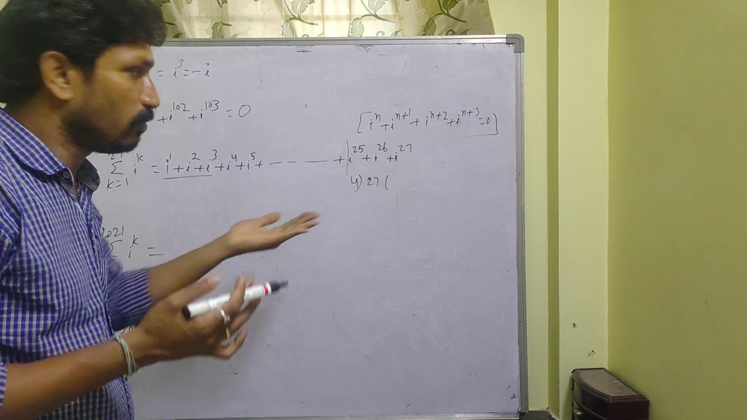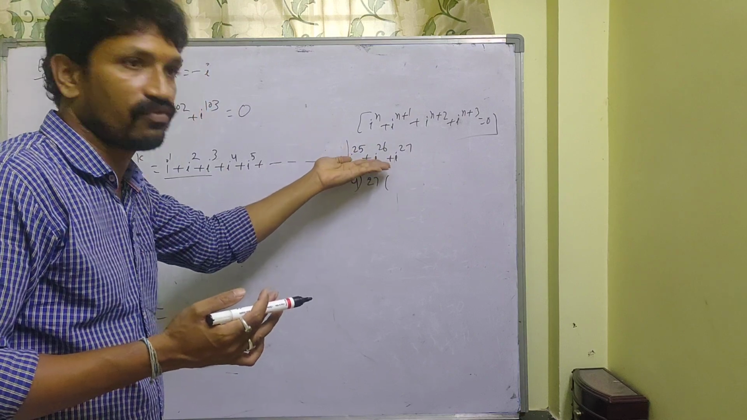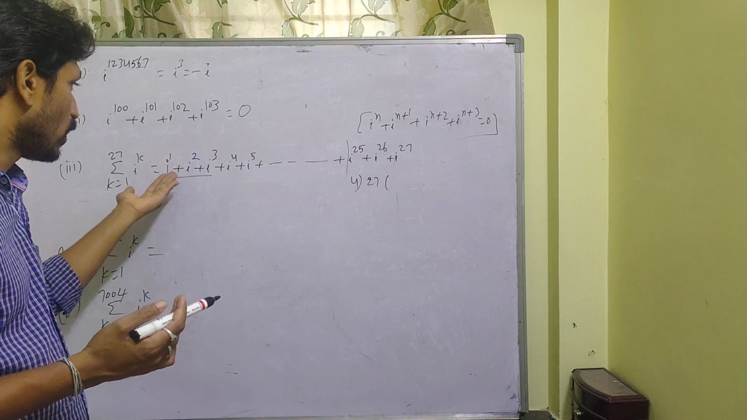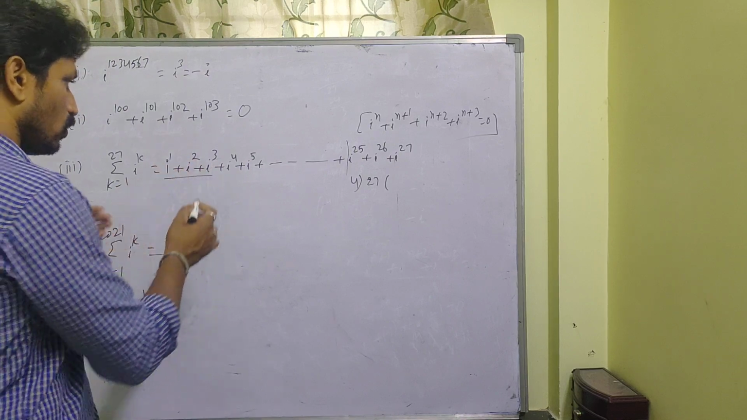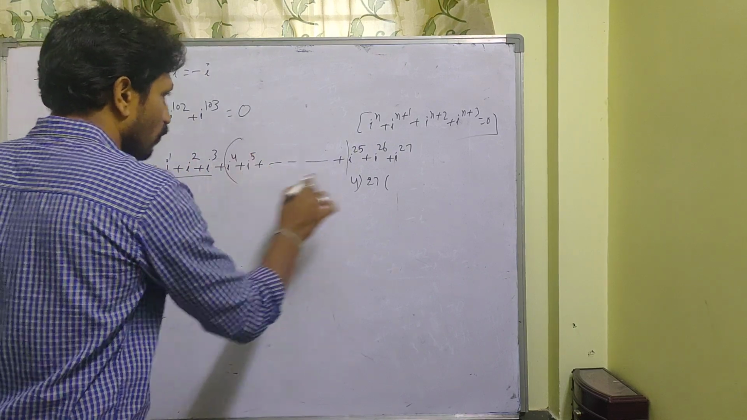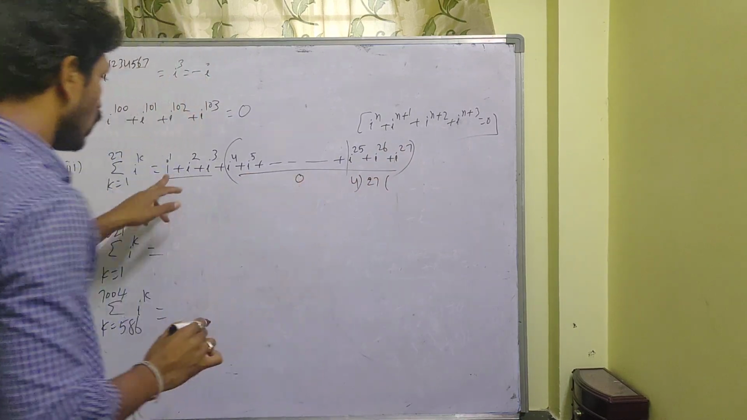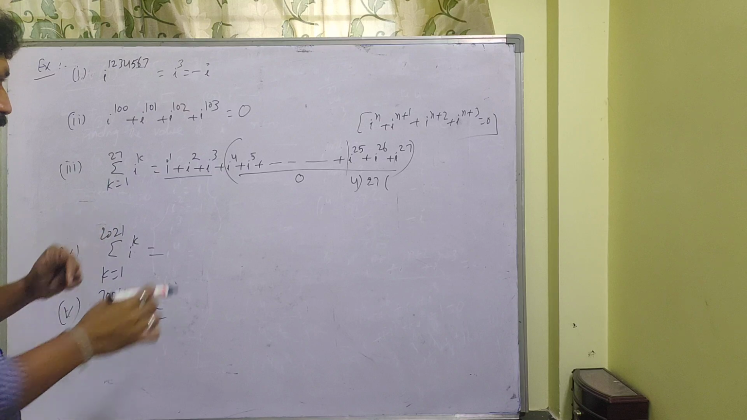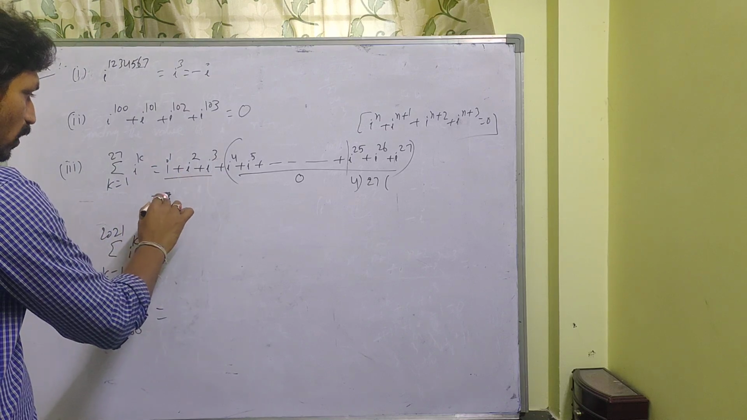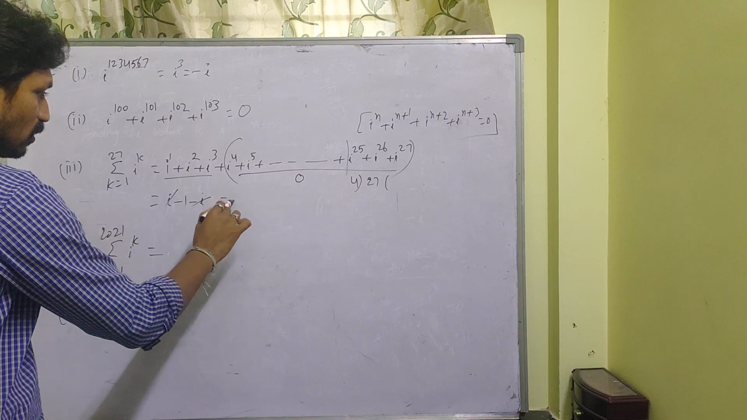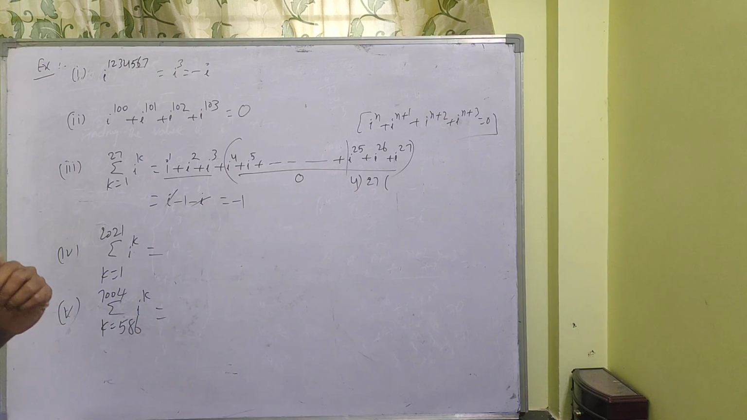So which one is comfortable? The last 3 terms are difficult: i power 25, again we have to do something. But if you come here, what do you get? i power 1, i square, i cube. That is your answer, since the rest of the values add up to 0. So left over we have i power 1, i square, i cube. What is the value of i power 1? i only. i square is minus 1. i cube is minus i. Minus i plus i cancel. This is equal to minus 1.